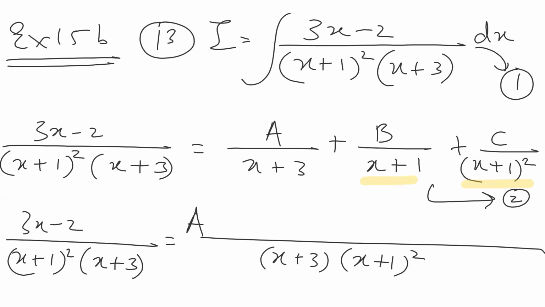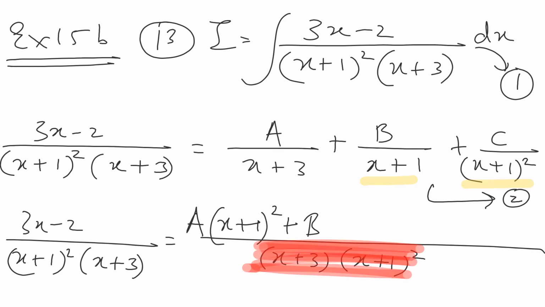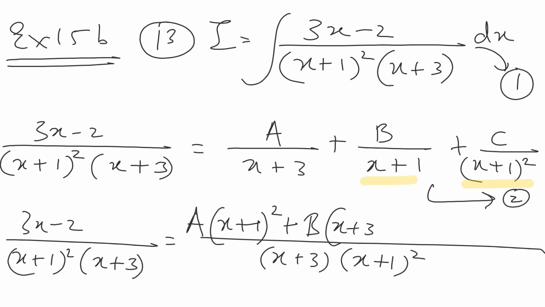So A, the red colored term, the denominator, divided by the blue colored term. If you cancel out x plus 3, you'll get only x plus 1 the whole square. Plus B, the red colored term upon the blue colored term. If you cancel out, you'll get (x plus 3) into (x plus 1). See, if you divide this with this x plus 1, one x plus 1 will get cancelled, right?